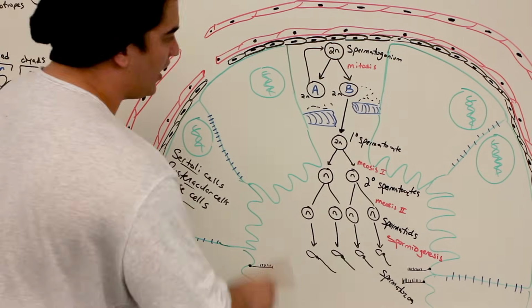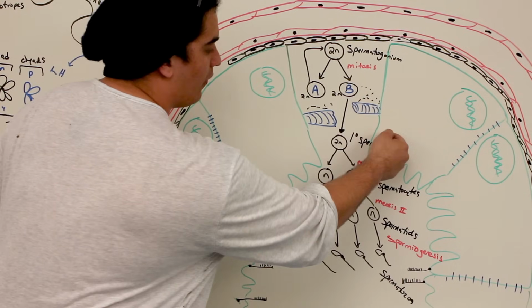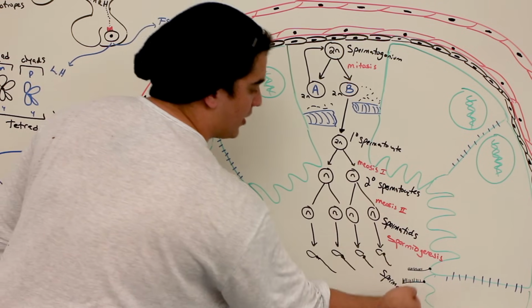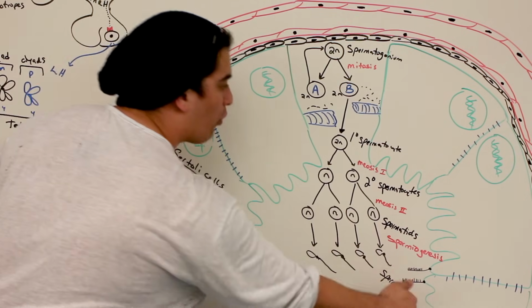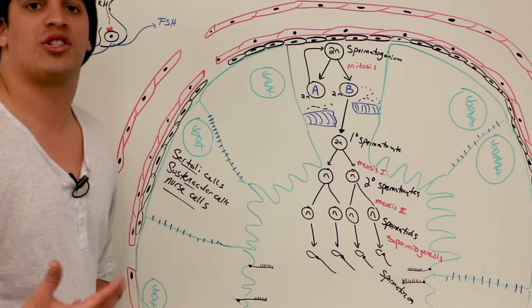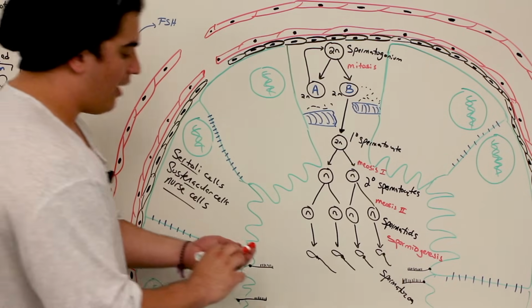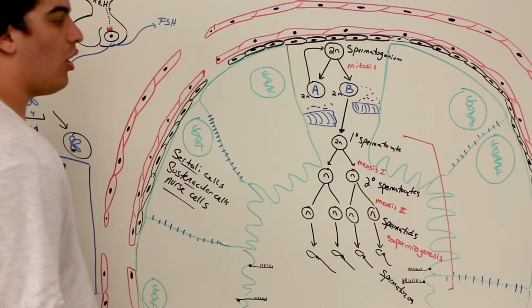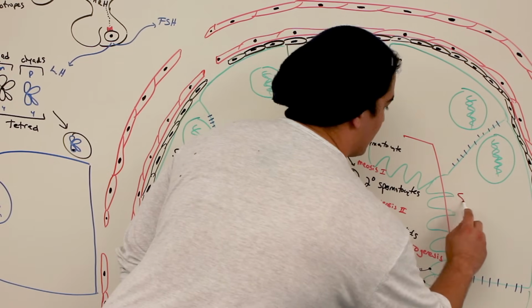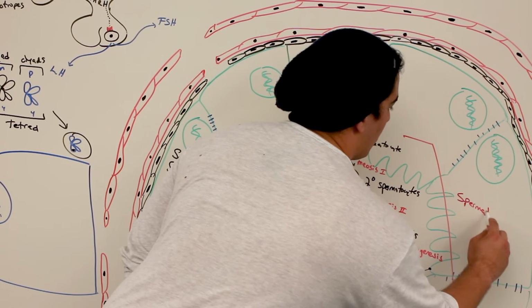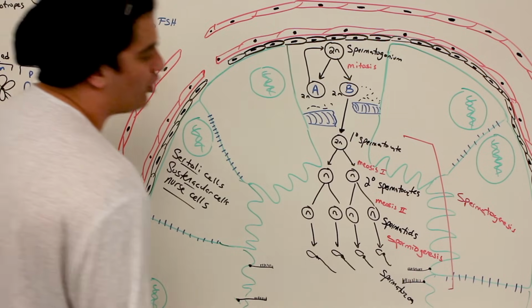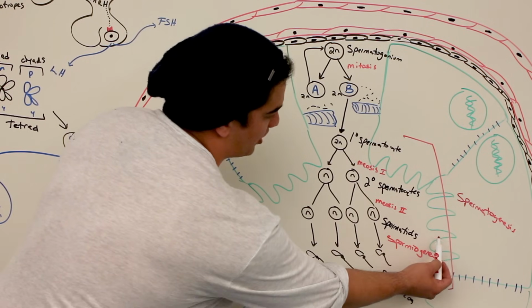Now, this whole process, starting from a primary spermatocyte to a secondary spermatocyte to spermatids to spermatozoa, that whole process in general is called spermatogenesis. So if I were to highlight from here, all the way from this point here, all the way down, this is called spermatogenesis. Okay? Technically what you could do is you could separate right here, you see where it comes to spermatids?